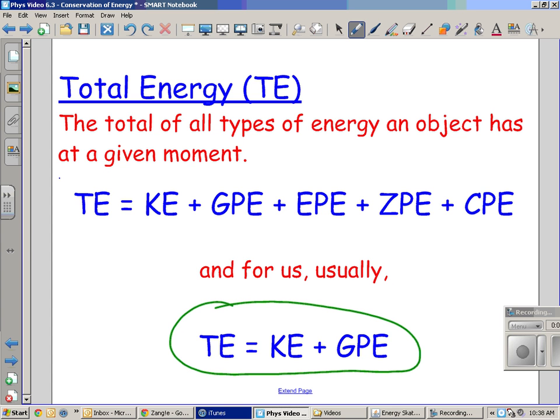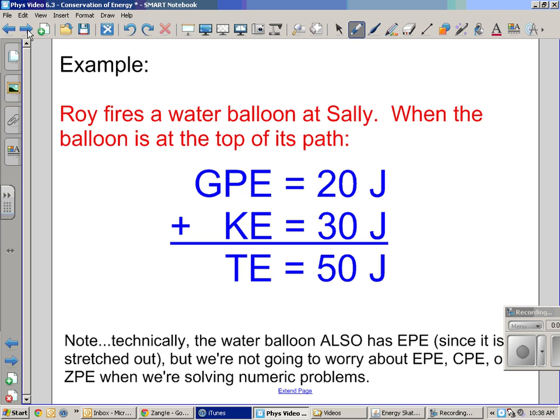Okay, so as a quick example, suppose Roy was firing a water balloon at Sally. So here's the water balloon, and it goes shooting through the air. When the balloon is at the top of the path, you can find the total energy. So maybe at the top of the path, because it's got height, it's got 20 joules of GPE, and it's moving, right? So it's going to have some kinetic energy. Add those up, and you get the total energy.